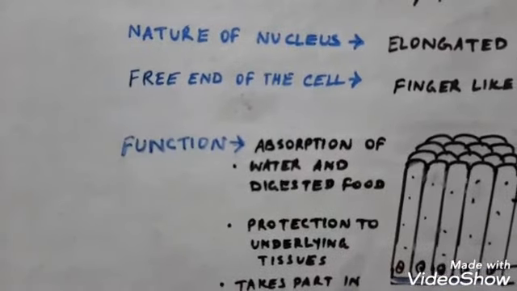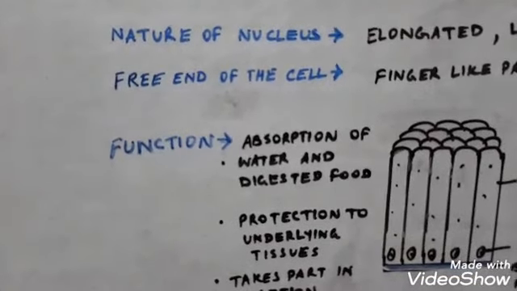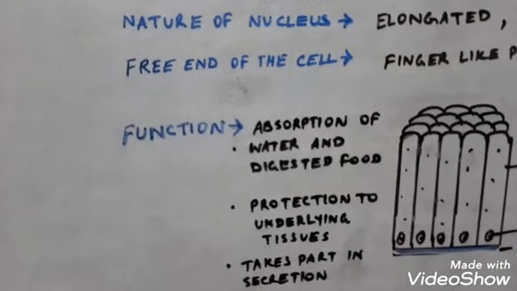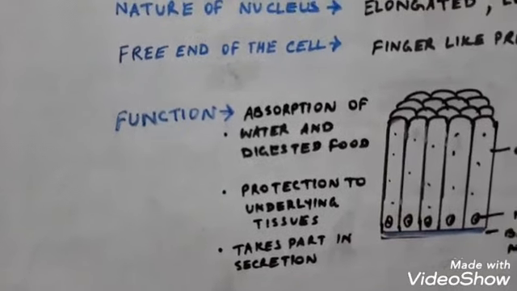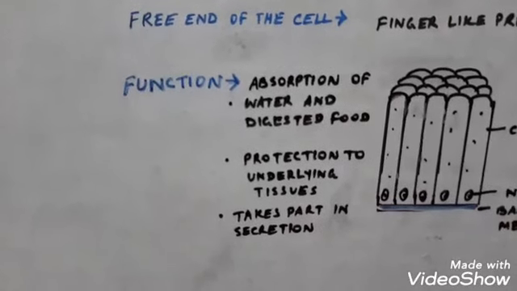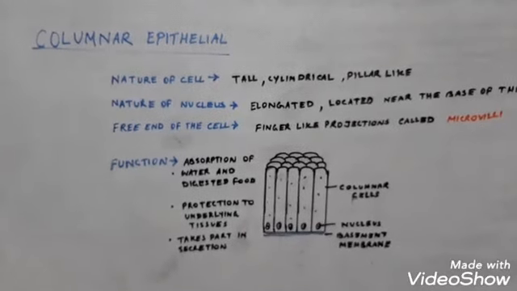The main function is absorption of water and digested food in the intestine. Next is protection of the underlying tissues, and as a component of most of the glandular epithelia, it takes part in secretion. So these are the contents of columnar epithelial tissue.